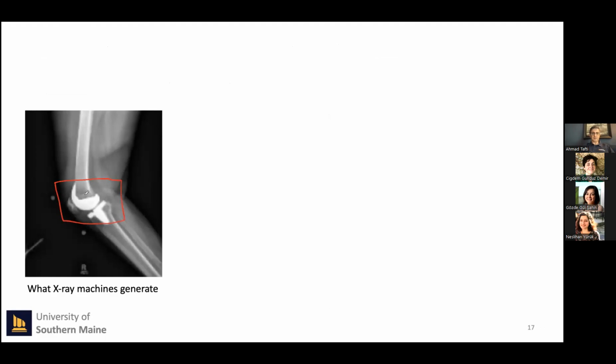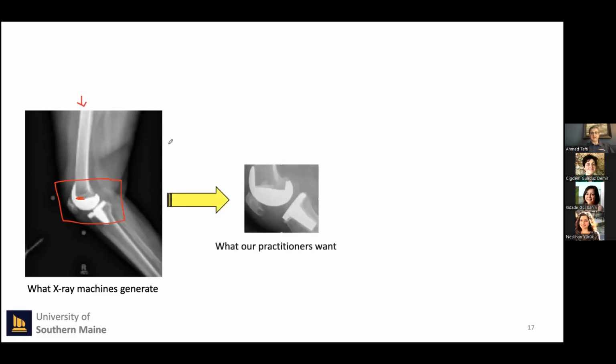So to find, for example, some sort of bone loosening here, bone lucency here, perhaps some sort of infection around the total knee arthroplasty, and things like that. So what I'm trying to say is that our X-ray machines are generating this image, for example, right? But at the end of the day, our surgeons are interested to look at this one, right?